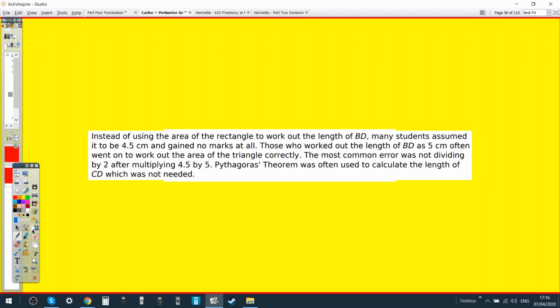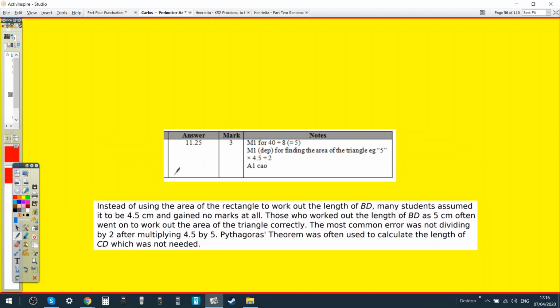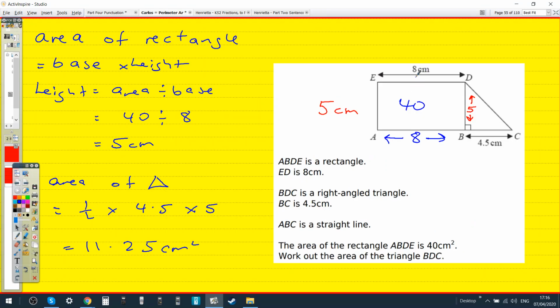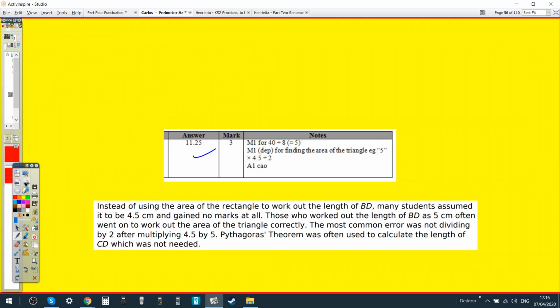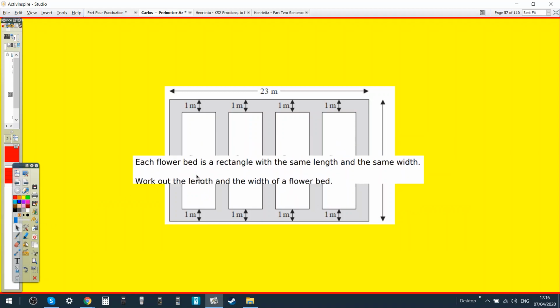So 11.25 centimeters squared. And so yes, base times height gives you area of rectangle, and so it's working in reverse. Area, divide by base, gives you height, and the base of a rectangle is the same as the top because opposite sides are equal, and then you can get the area of the triangle from there. Any questions about that? No. So you just slowly fill in the blanks until you've gotten everything.